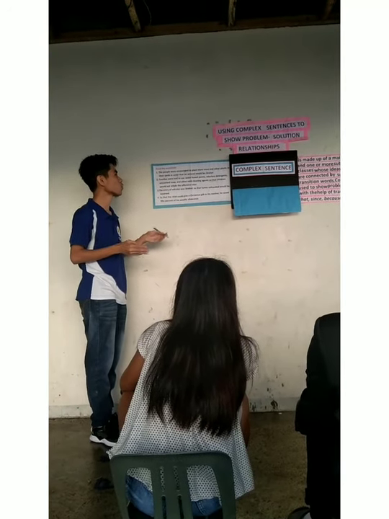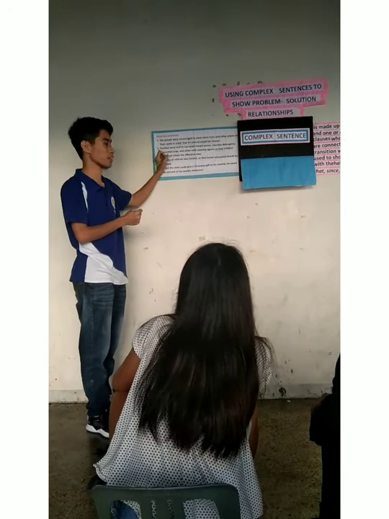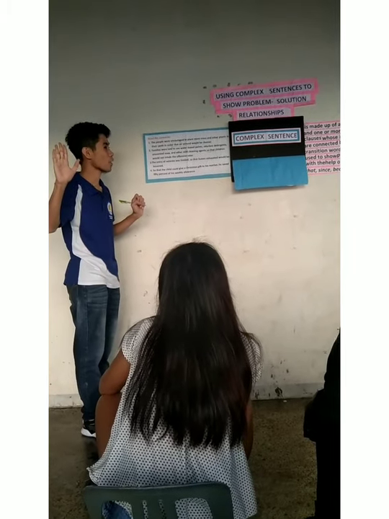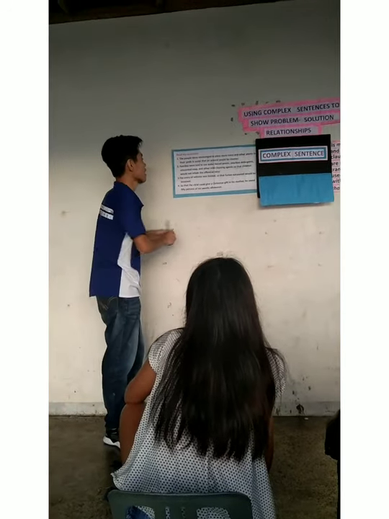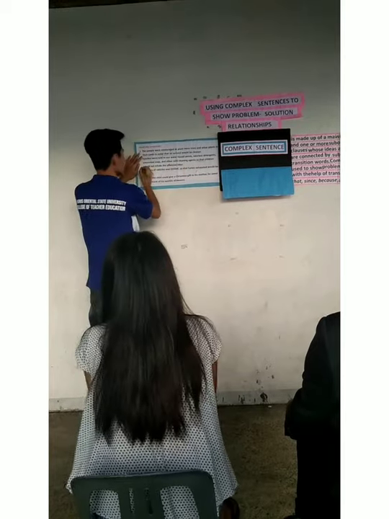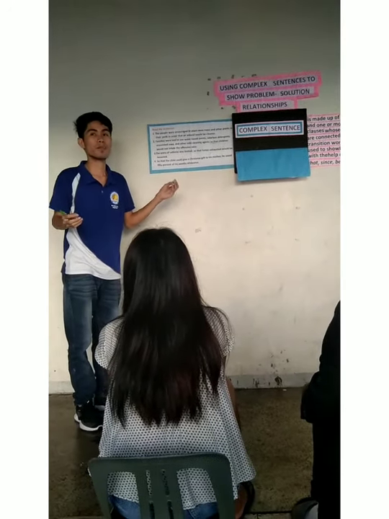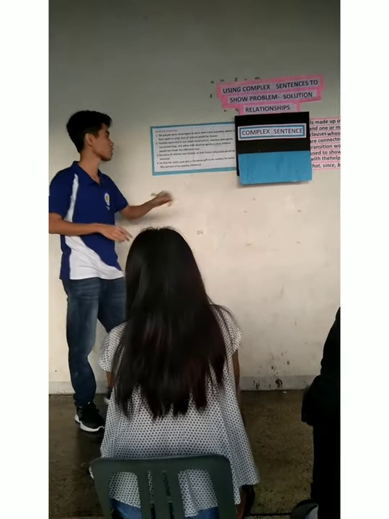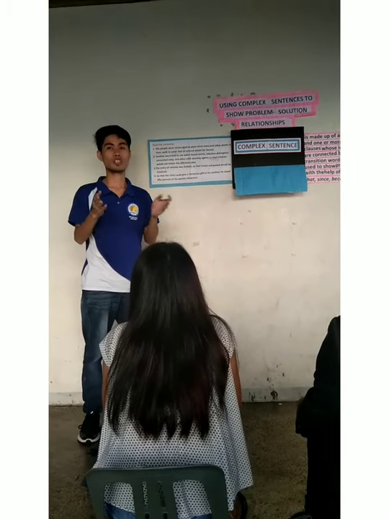Now, which clause do you think is showing a problem? Which clause? Okay, that's correct. This clause depicts the problem: so that children would not inhale the offensive odor. Now, this dependent clause shows a problem because it has transition words. Okay? When it has transition words, it shows a problem.